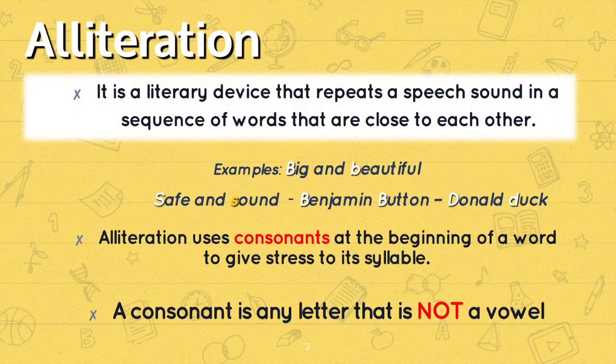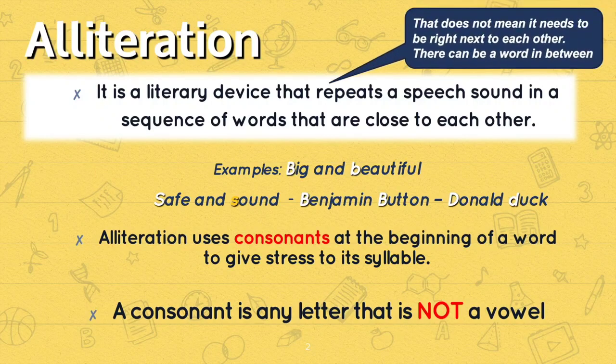Alliteration. It is a literary device that repeats a speech sound in a sequence of words that are close to each other. That does not mean it needs to be right next to each other. There can be a word in between, just like big and beautiful, or safe and sound. And then normally, for example, Benjamin Button or Donald Duck. Alliteration uses consonants at the beginning of a word to give stress to its syllable.